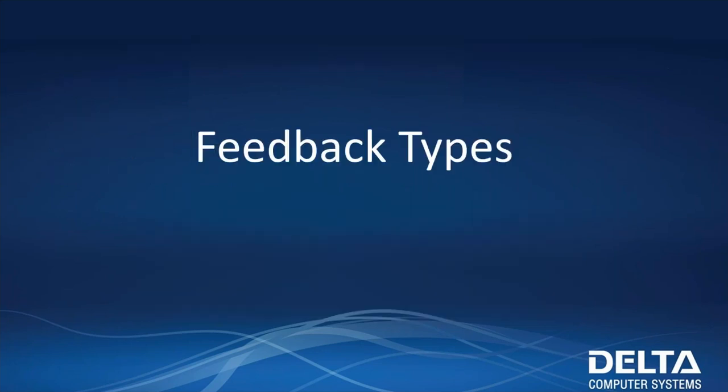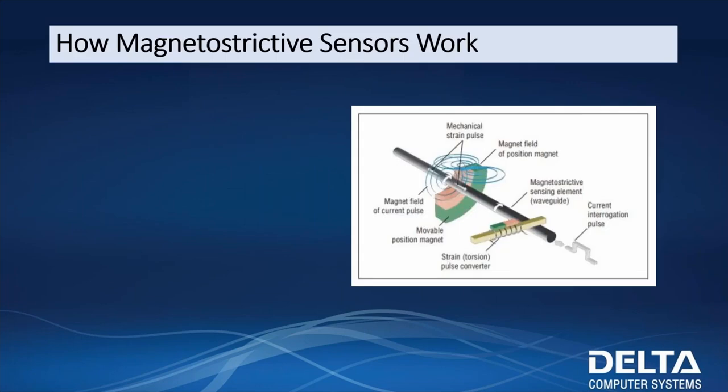Okay, so let's talk a little bit more about feedback types and the actual technology behind these. What makes it run? And by understanding this, hopefully it helps you troubleshoot some of these technologies a little bit better as well. So how do magnetostrictive sensors work?